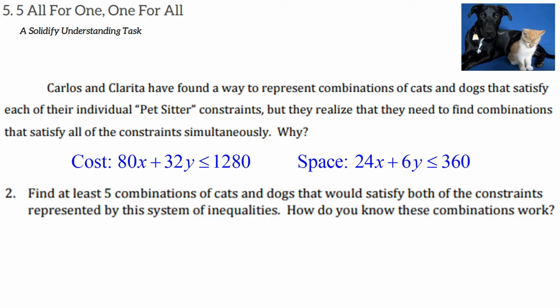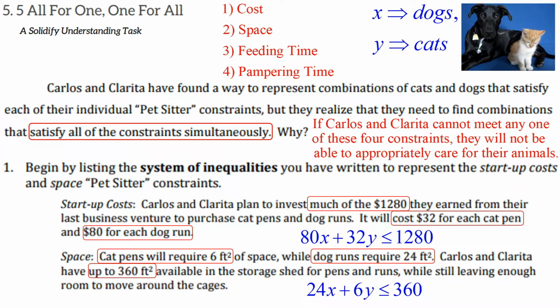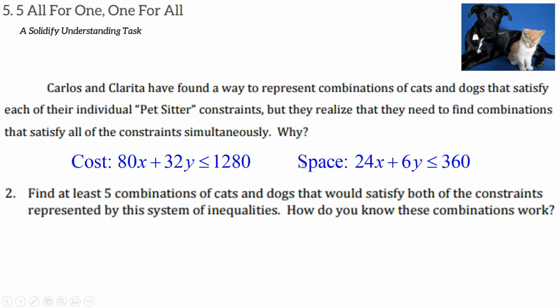How do you know these combinations work? So let's go back, and that's what we were talking about up here. If Carlos and Clarita cannot meet any one of these 4 constraints, and right now we're just talking about the first 2, then they will not be able to appropriately care for their animals. So we're beginning with our first 2 constraints right here, and we need 5 combinations of cats and dogs that would satisfy both of the constraints represented by this system of inequalities.